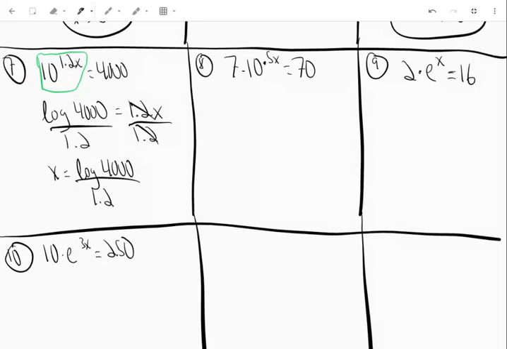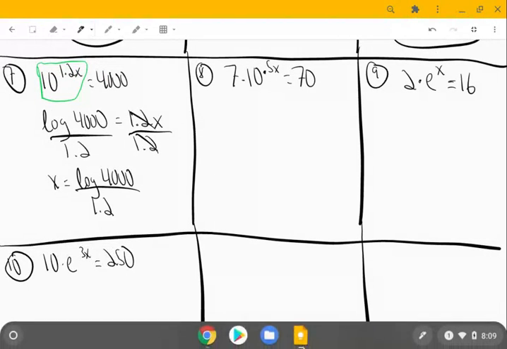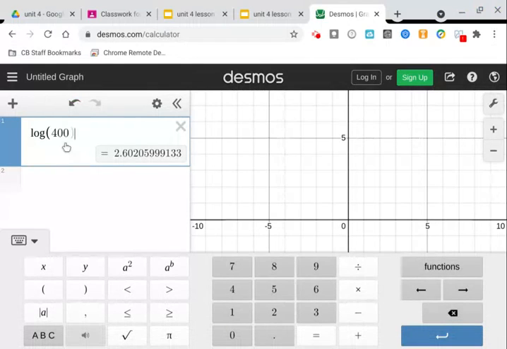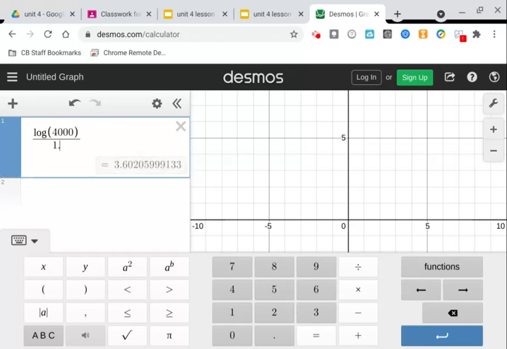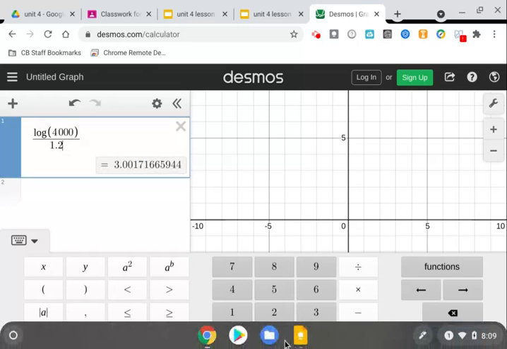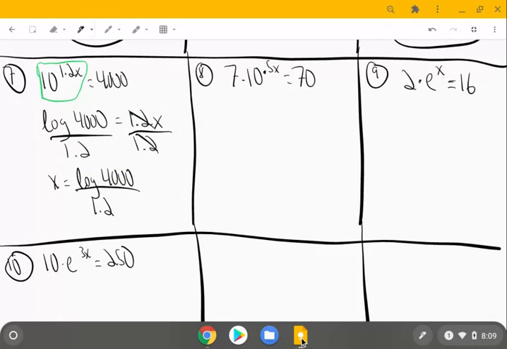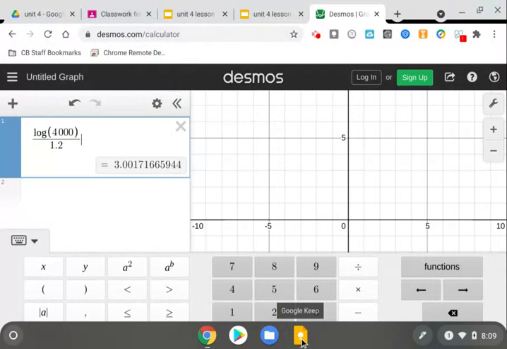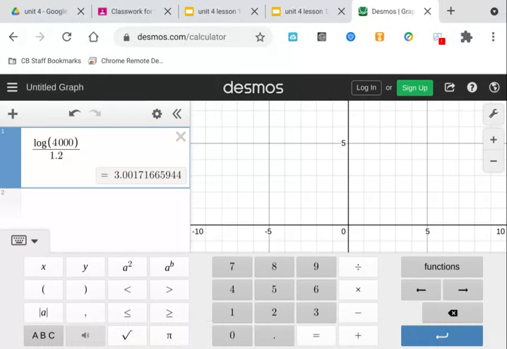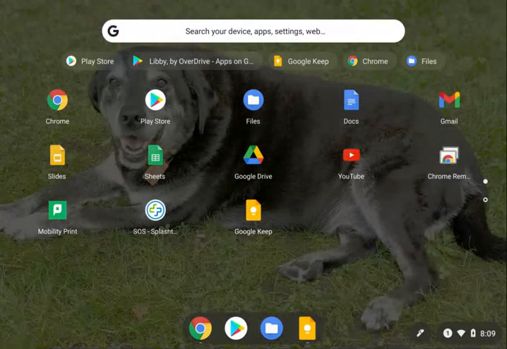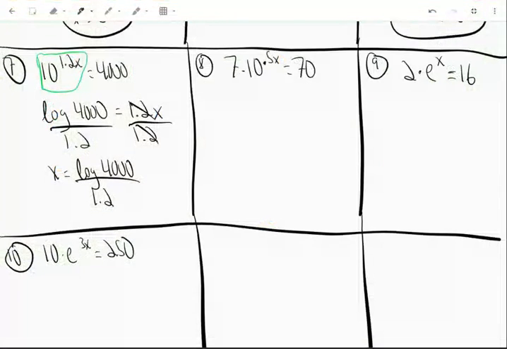To get that, I have to go to Desmos. So log base 10 of 4,000 divided by 1.2. We're going to call that 3.002. So we'll say that's approximately 3.002. Number 8.